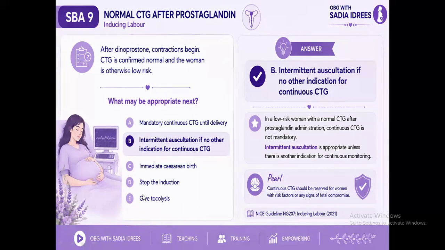But notice the wording, if no other indication for continuous CTG. That phrase is doing a lot of work. If this woman develops an abnormal fetal heart rate, excessive contractions, meconium, a maternal complication, or another recognized indication for continuous monitoring, then the plan changes. So never learn that after prostaglandin you can stop CTG. Learn that when you give prostaglandin and contractions start, assess CTG and uterine activity, and if reassuring and otherwise low risk, intermittent auscultation may be appropriate.